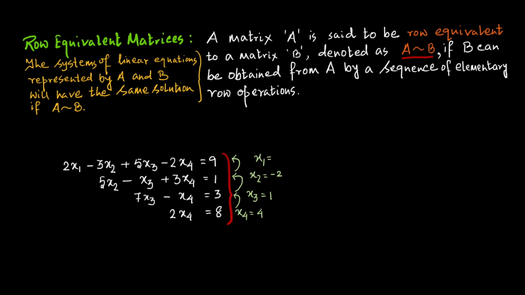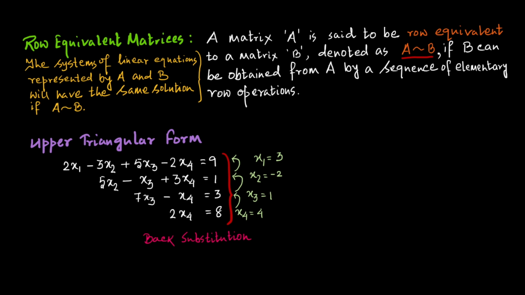Can you tell me what will be x1? Quickly calculate and find out x1. x4 is 4, x3 is 1, x2 is minus 2, so x1 is equal to 3. This method of substituting values from back is known as back substitution. And this form of system of linear equations is known as upper triangular form.